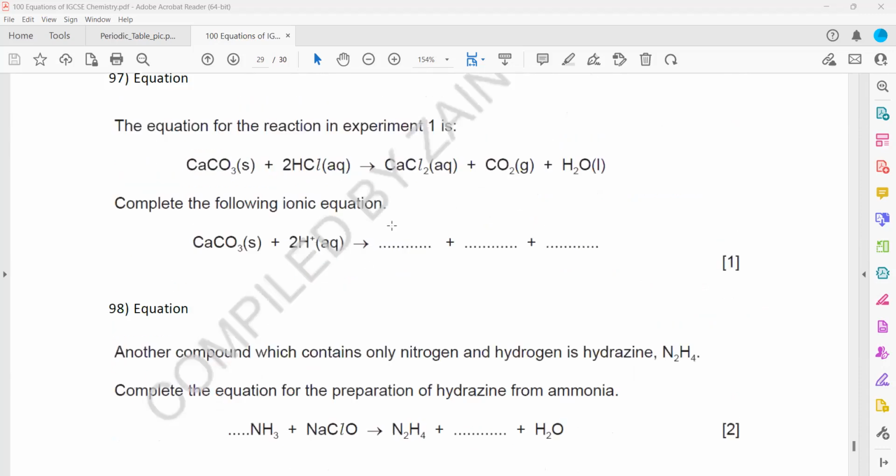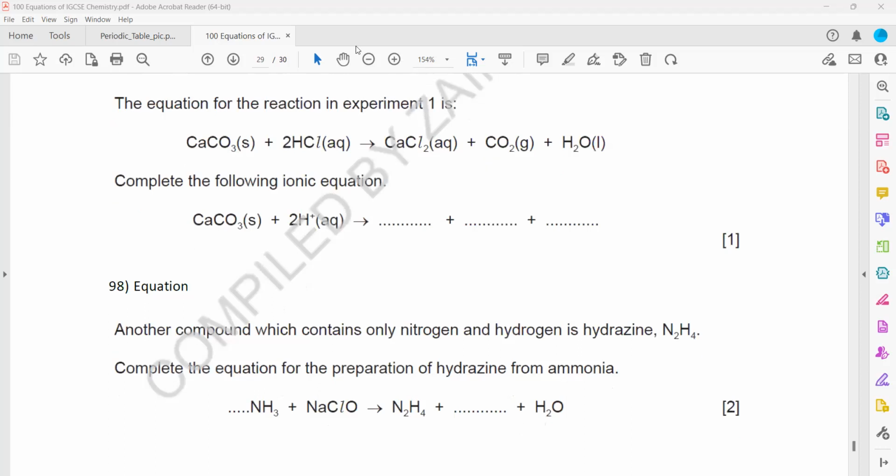Calcium carbonate is reacting with hydrochloric acid, gives calcium chloride plus carbon dioxide plus water. We have to write an ionic equation. How to write an ionic equation for this? First, we cancel out the common ion in aqueous. Chlorine is common here in aqueous, so we cancel out chlorine. Solid, liquid, and gas, we write them as they are. We don't change them. In an ionic equation, we write solid, liquid and gas as they are, but only for the aqueous one we cancel out the common ion and we write the remaining.